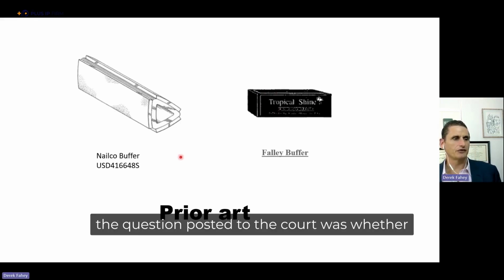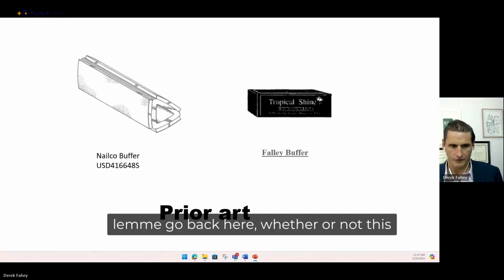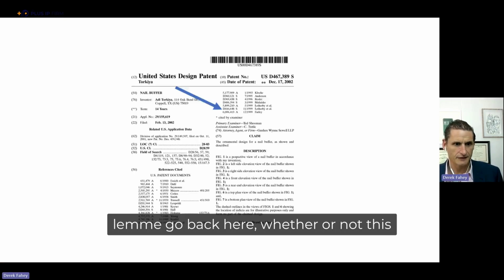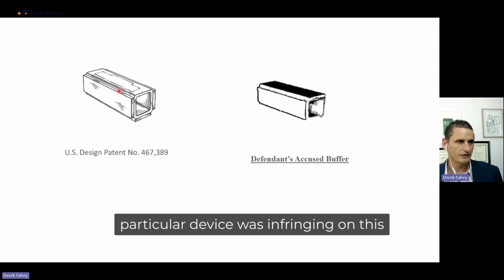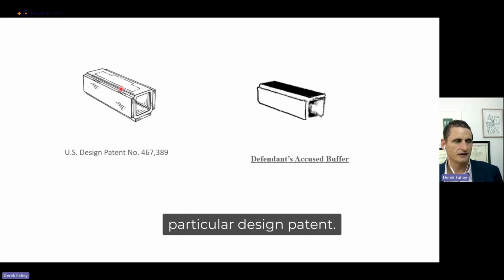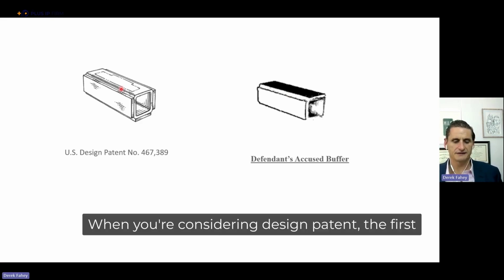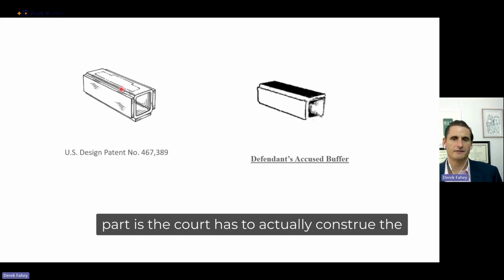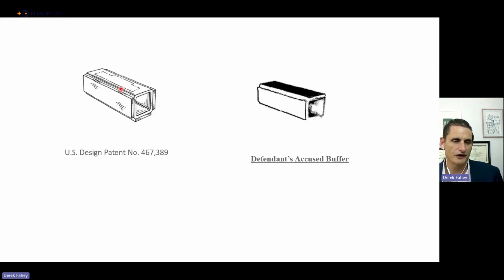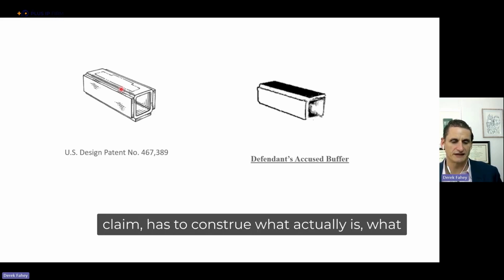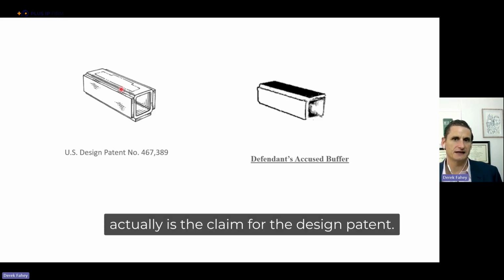So the question posed to the court was whether or not this particular device was infringing on this particular design patent. When you're considering a design patent, the first part is the court has to actually construe the claim, has to construe what actually is the claim for the design patent.